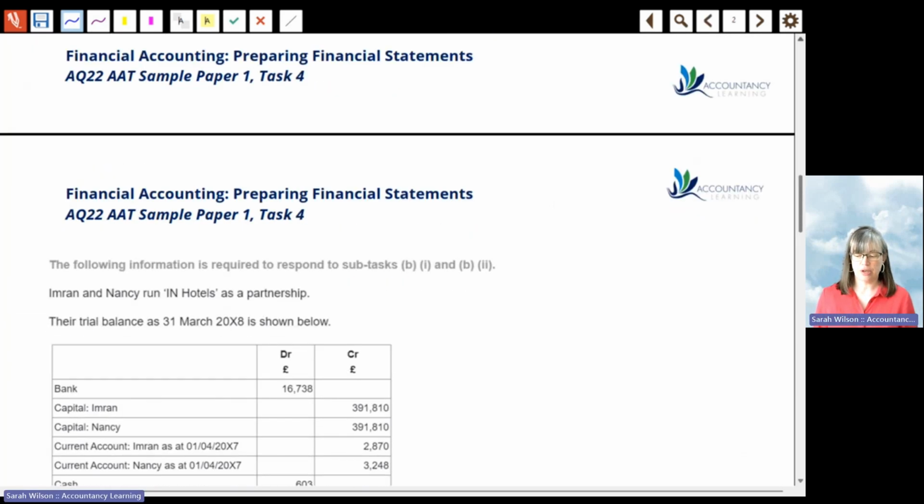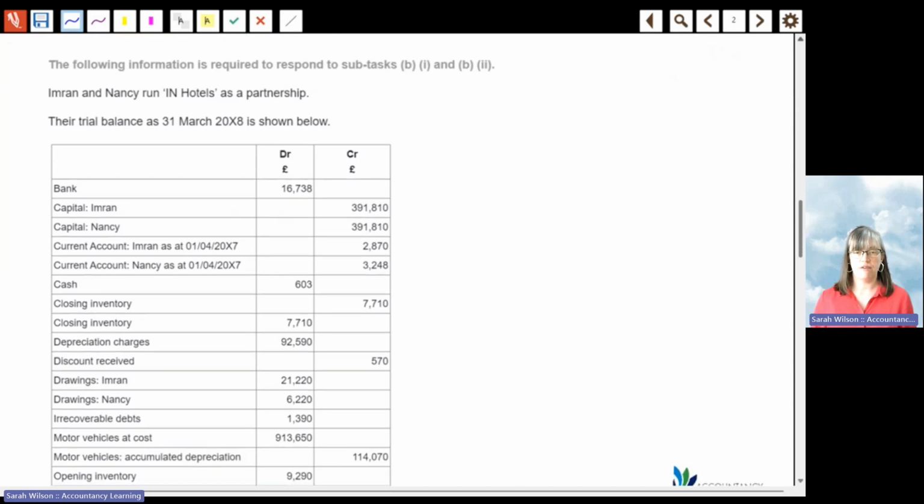Now, moving on to task B, we are given quite a lot of information.